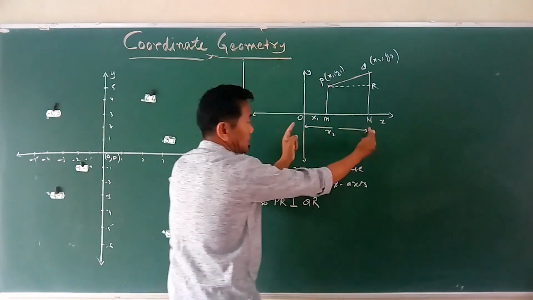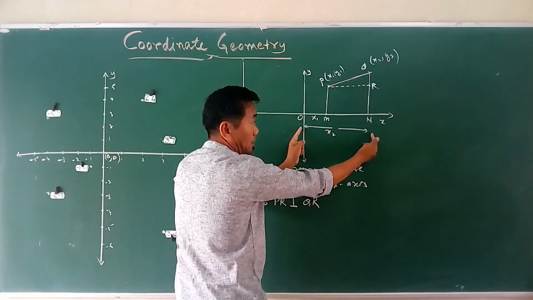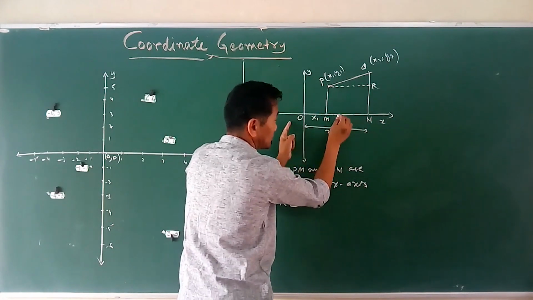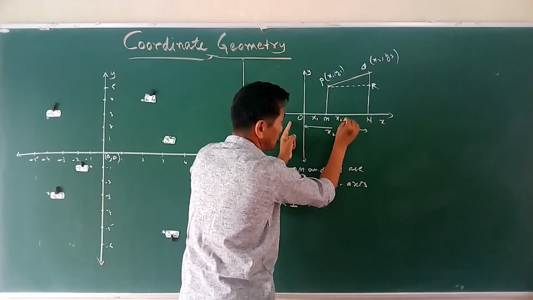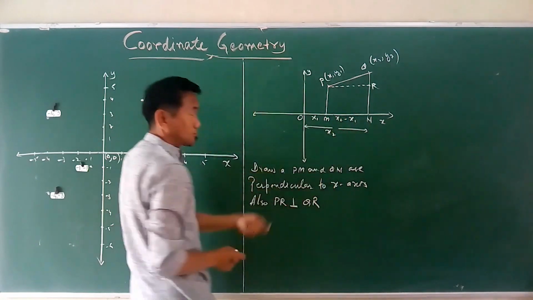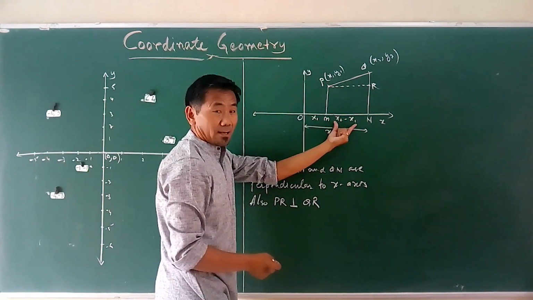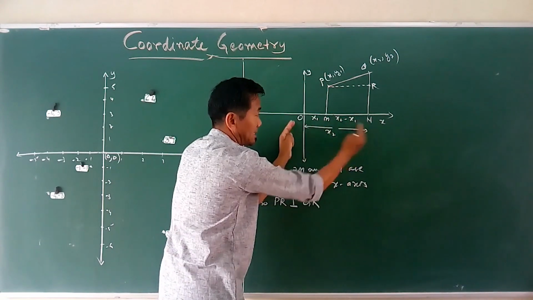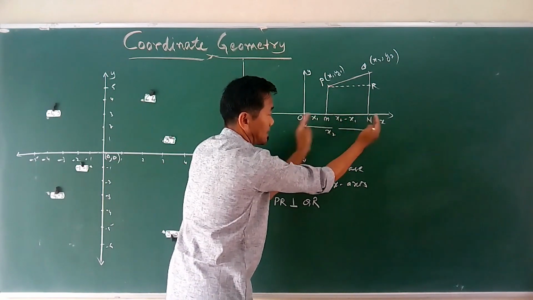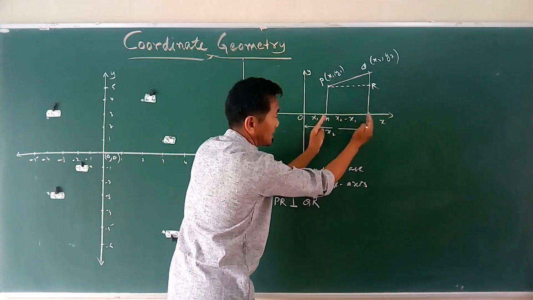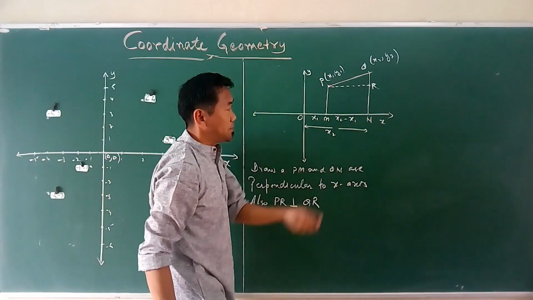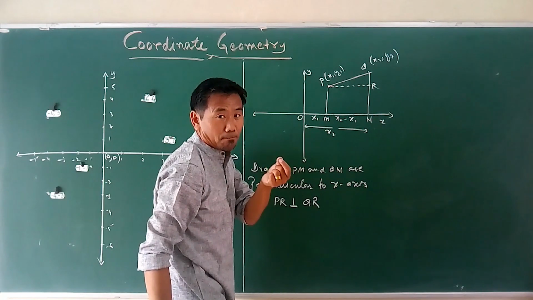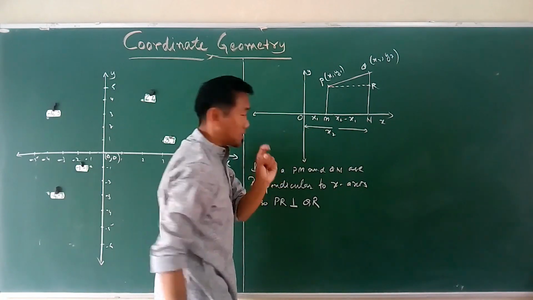So the part is x2 minus x1. The distance between M and N is x2 minus x1.